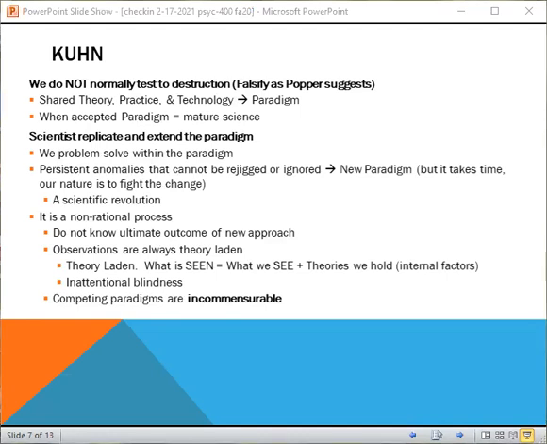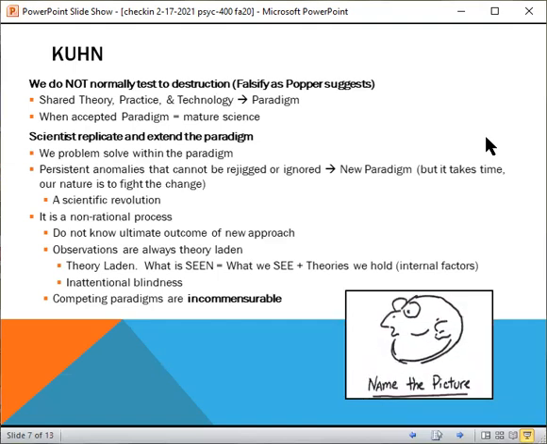Now, one thing I want to go over real quickly before we move to the next idea is, let's see if I can get this thing to work here. Some of you have probably taken class from me before. You may have seen this before. Could I ask you guys to write down or tell me what this is? Name the picture. What is it?